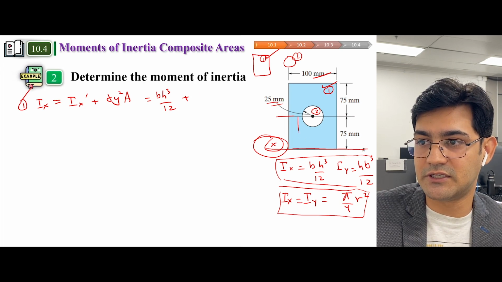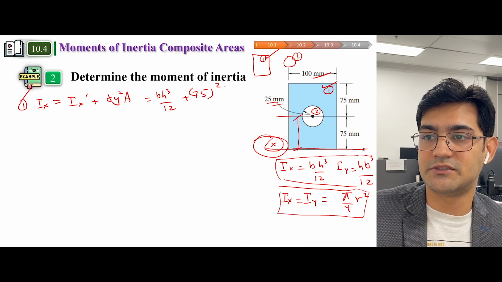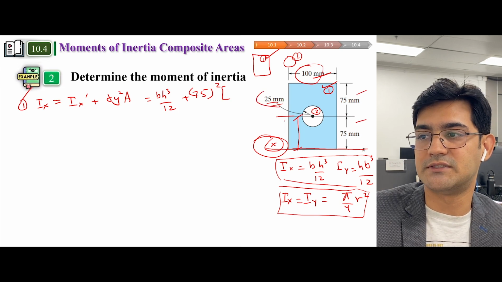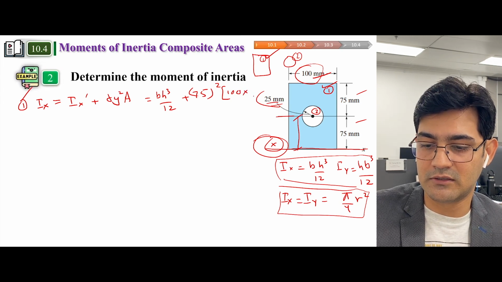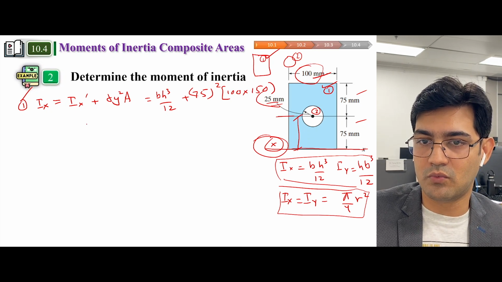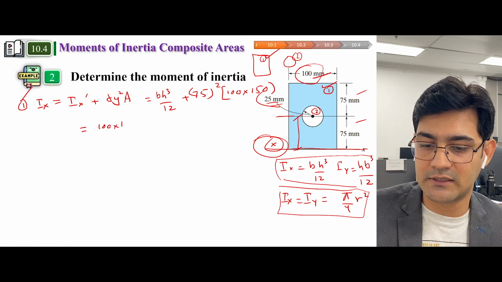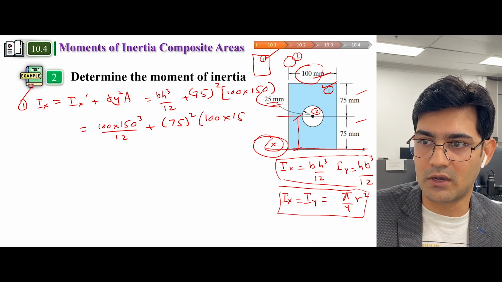It's bh cubed by 12 plus dy squared A. What is the distance? Distance is 75. And what is the area? Area is 100 multiplied by 75 plus 75, so it would be 100 multiplied by 150. So what is b in this case? The b is 100, multiplied by height, 150, whole cubed by 12, plus 75 squared into 100 into 150.